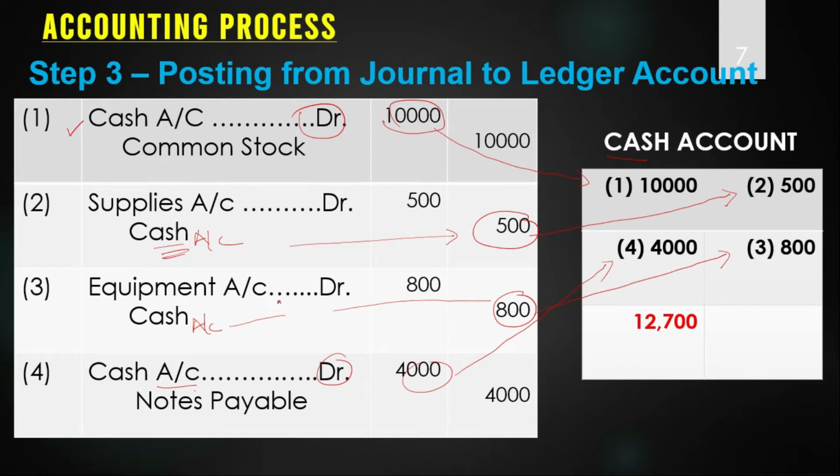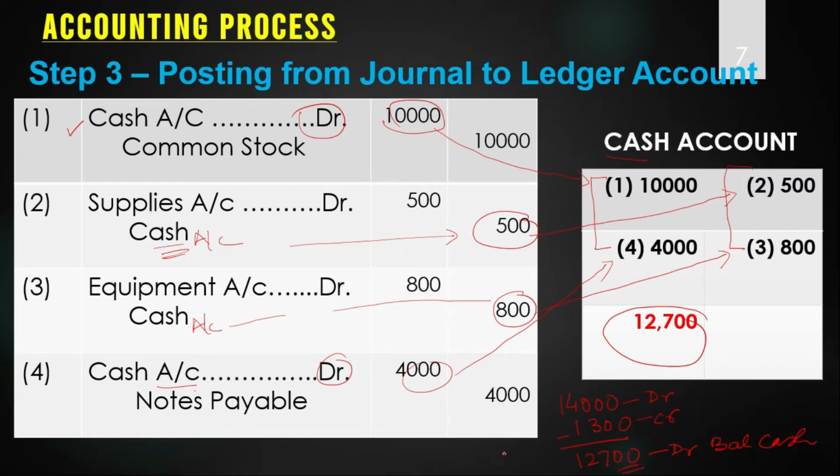Now it's a turn to find the balance of the account. We shall make the sum of the debit side and credit side. If you make the sum of the debit side, you will find it 10,000 plus 4,000, that is 14,000, and the credit side 500 and 800, which means 1,300. So if you find the difference, it will be 12,700. This 12,700 will have a debit balance because, as I told you, debit side is more. This is debit and this is credit. If debit side is more, we call it debit balance. So we have got 12,700 as debit balance of cash.